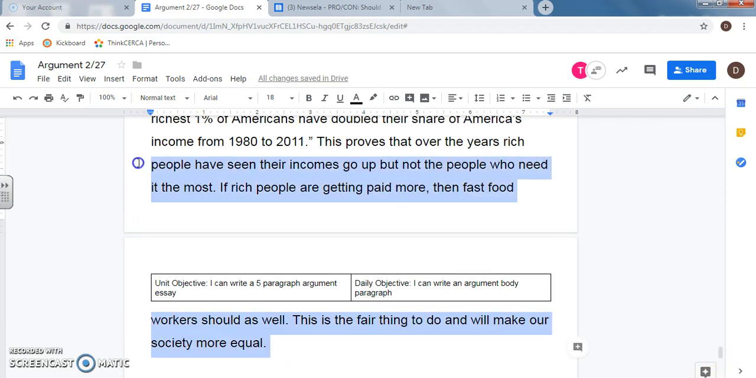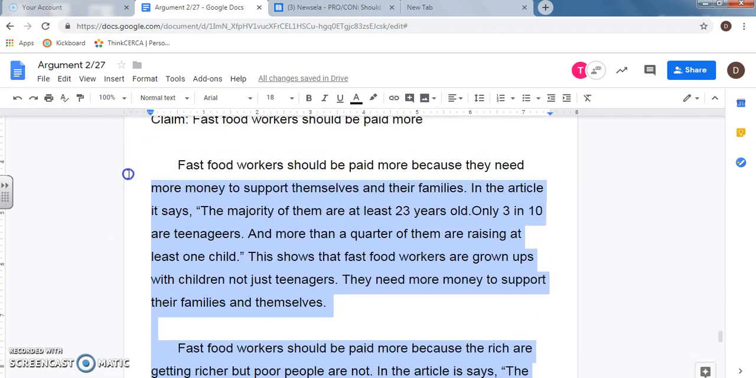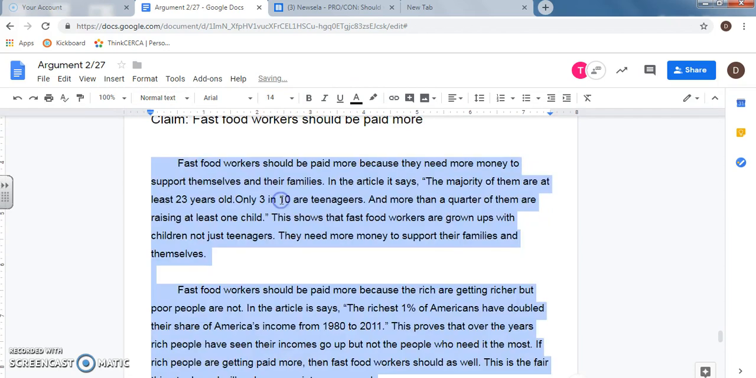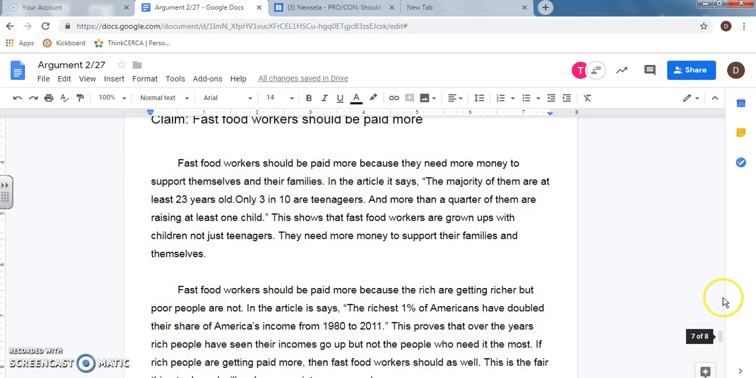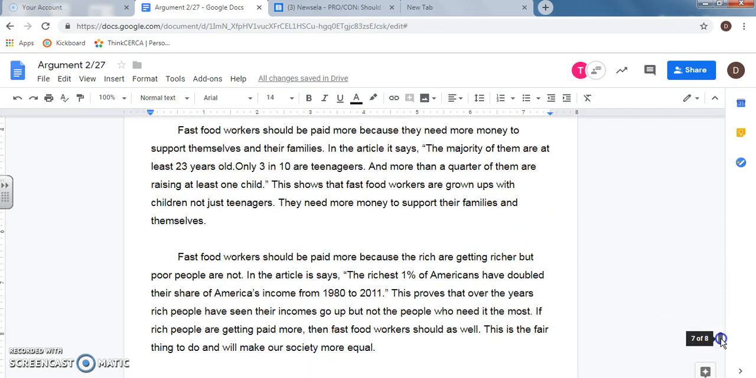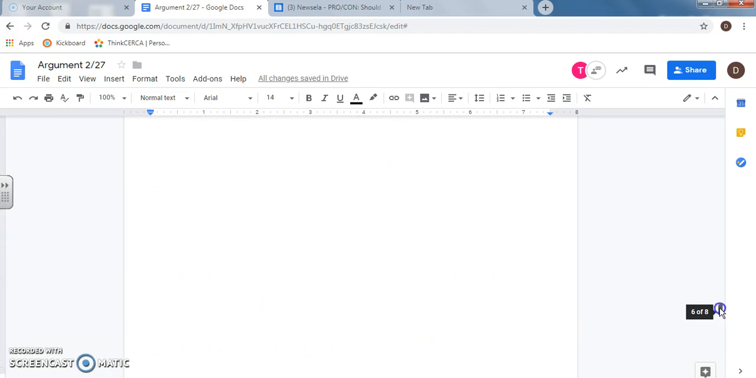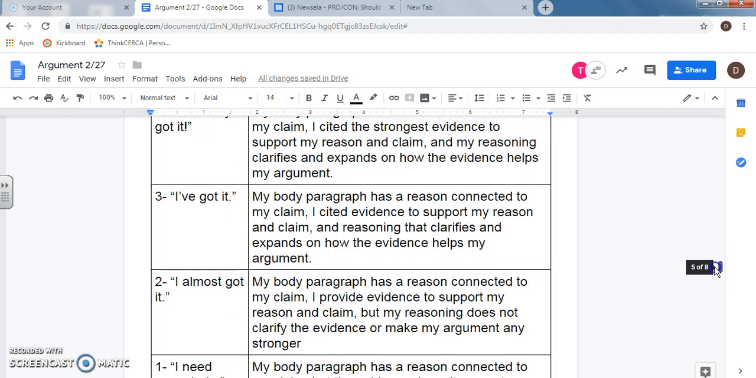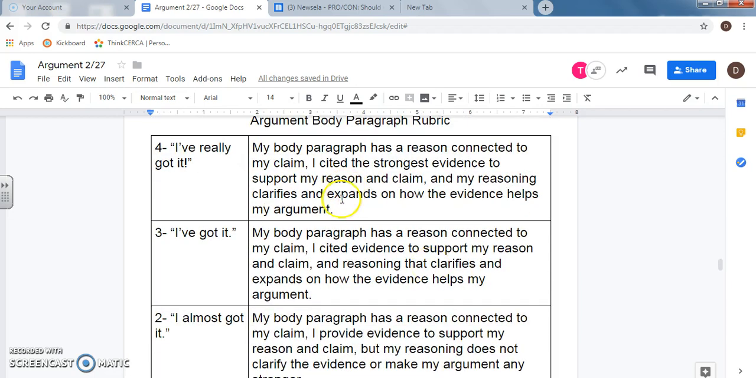Okay, so here's what my paragraphs look like, and I'll put it in a smaller font so you can see both of them. Okay, so in my essay, this would be 2 of my body paragraphs. All right, now look at your rubric. I would say these are pretty good. I've got my body paragraph as reason, okay, connected to the article. I cite really strong evidence to support my reason and claim, and my reasoning should be more than one sentence.